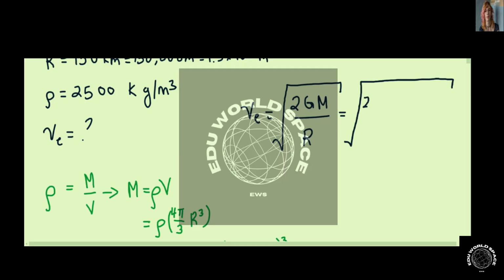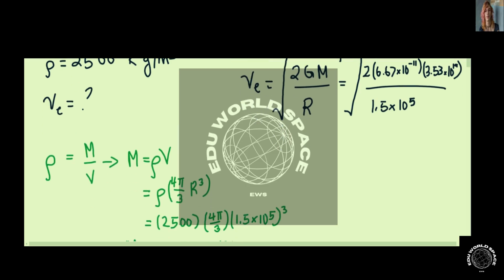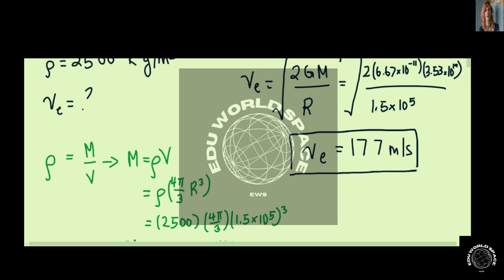So I'm going to go ahead and plug everything in. We've got our normal value for G, our M, which we just found, 10 to the 19, and our R is 1.5 times 10 to the 5. And once you plug that into a calculator and take the square root, you're going to get a value for the escape speed of 177 meters per second. So this is our final answer for this question.